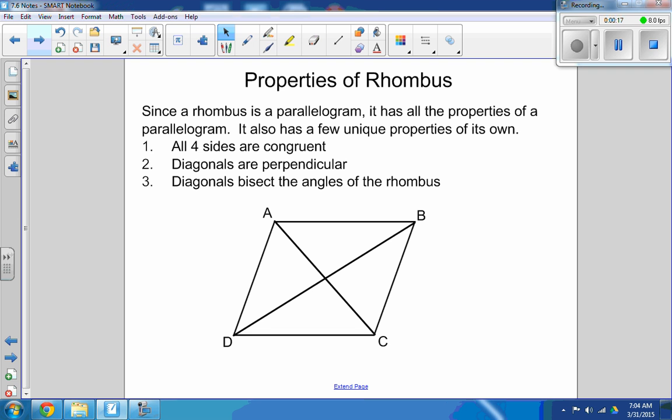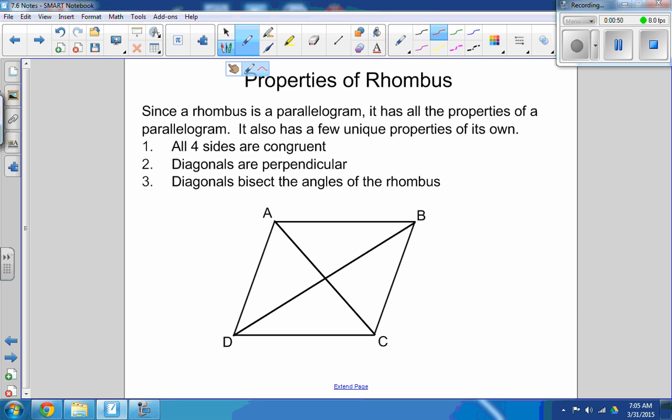Now, a rhombus is a parallelogram. That means it has all of the properties of a parallelogram. So that means opposite sides are congruent, opposite sides are parallel, consecutive angles are supplementary, opposite angles are congruent, and diagonals bisect each other. It has all of those properties. Every shape we're going to be looking at has all those properties. But a rhombus has a couple of other unique properties.